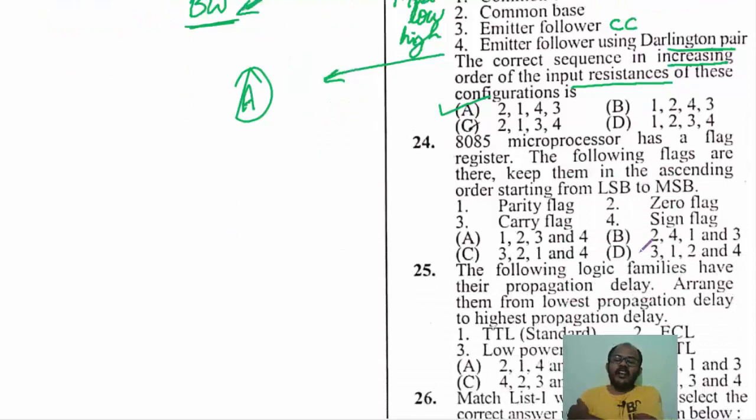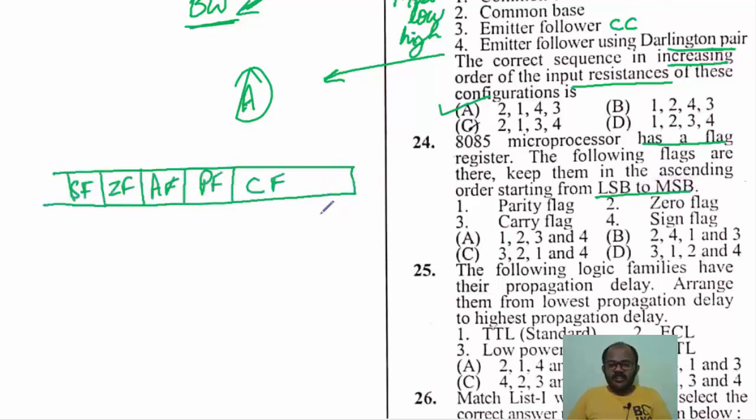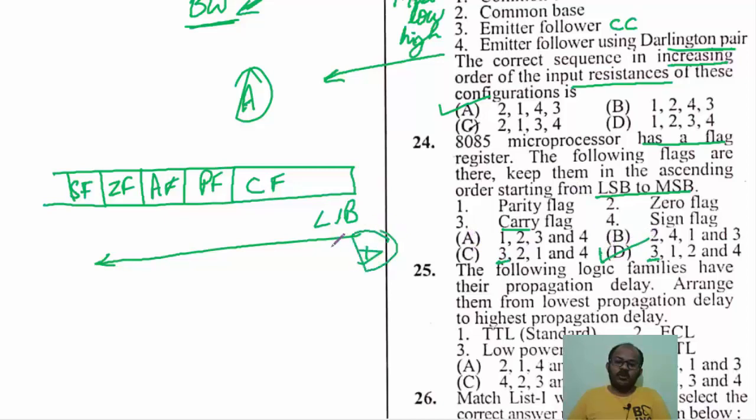24th question, what they have given is, in an 8085 microprocessor, you will be having a flag register. You should arrange the flags from LSB to MSB. We know that the flag contents will be something like this. So this is LSB, and if you move this way, you will be reaching MSB. So the first flag will be carry flag, right? The next flag will be parity flag, nothing but option D is going to follow.